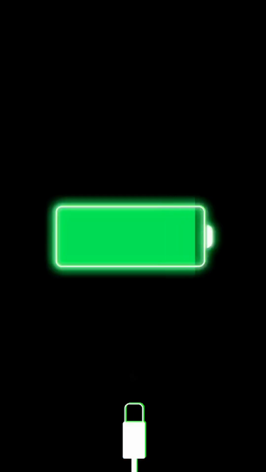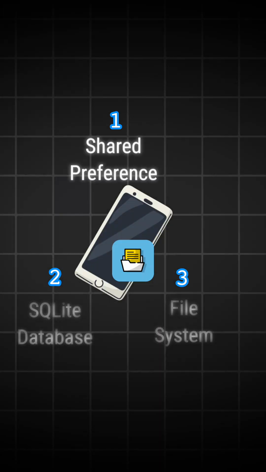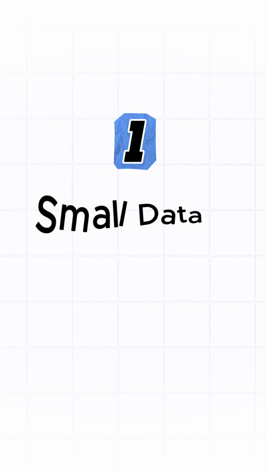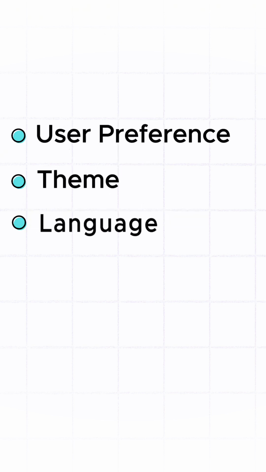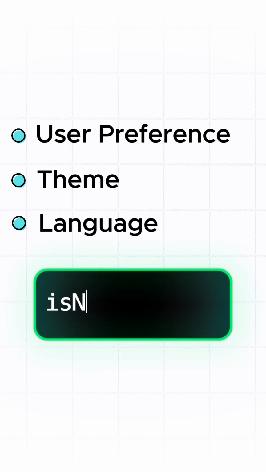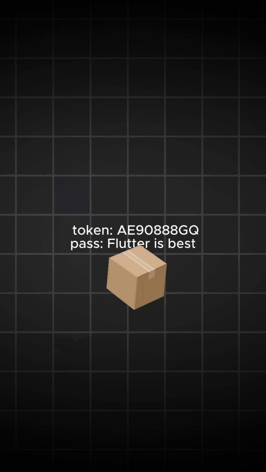Before you continue scrolling, let's understand three types of storage in mobile applications. Small data. If you need to store small pieces of information like user preferences, the current theme, or language settings, you can use key-value storage. The shared_preferences package is a popular option for this. If you need secure storage, consider using the Flutter Secure Storage package to safely store sensitive data like tokens or passwords.